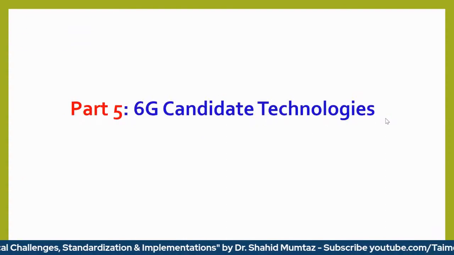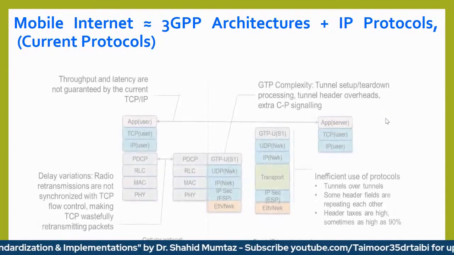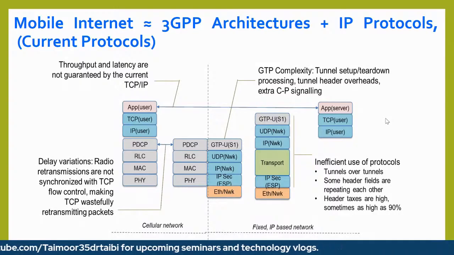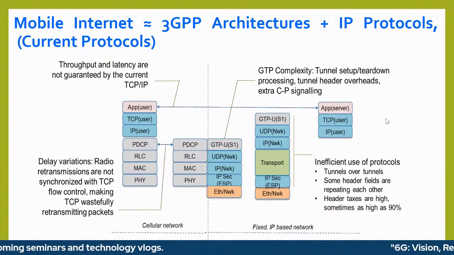Okay, so what are the 6G candidate technologies? One of the technologies, we start with the protocol stack. This is the protocol stack which we have now. This protocol stack we have been using for many generations, from 1G to 5G, and this protocol stack has a lot of problems.